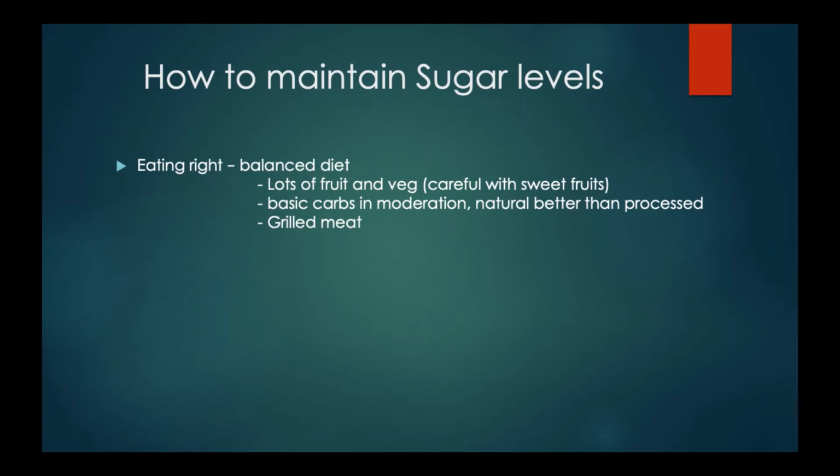However, basic carbs in moderation, and ideally natural rather than processed carbs, and also grilled meat if you like meat. And if you're tempted to eat and you want to munch on something while you're watching a movie at home, nuts are quite a useful thing. I personally use almonds as well. They keep me busy, they keep me involved, and I'm not eating anything which is unhealthy.